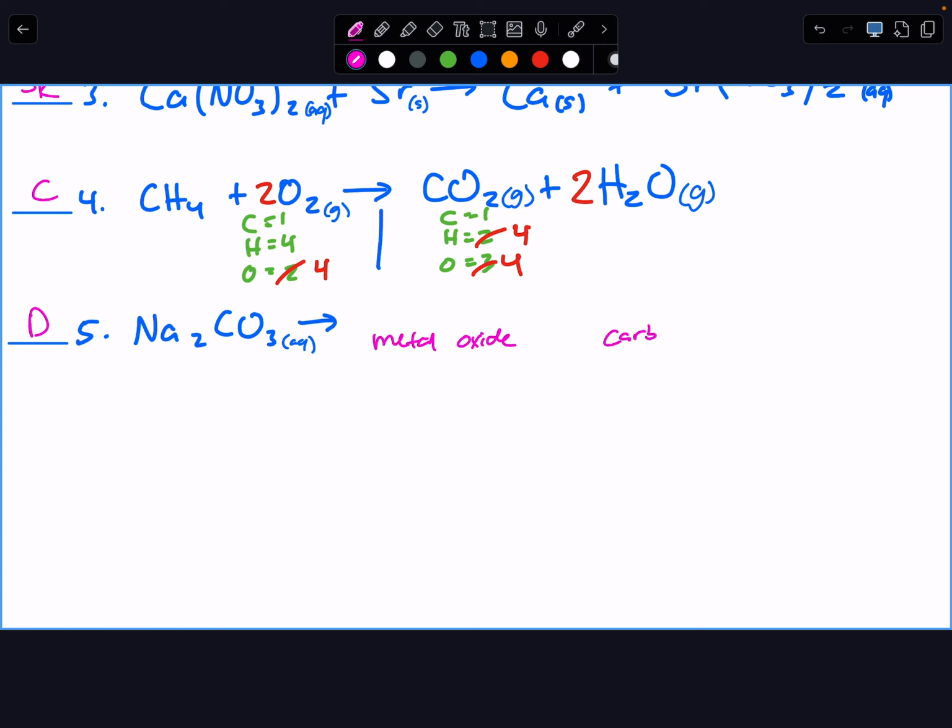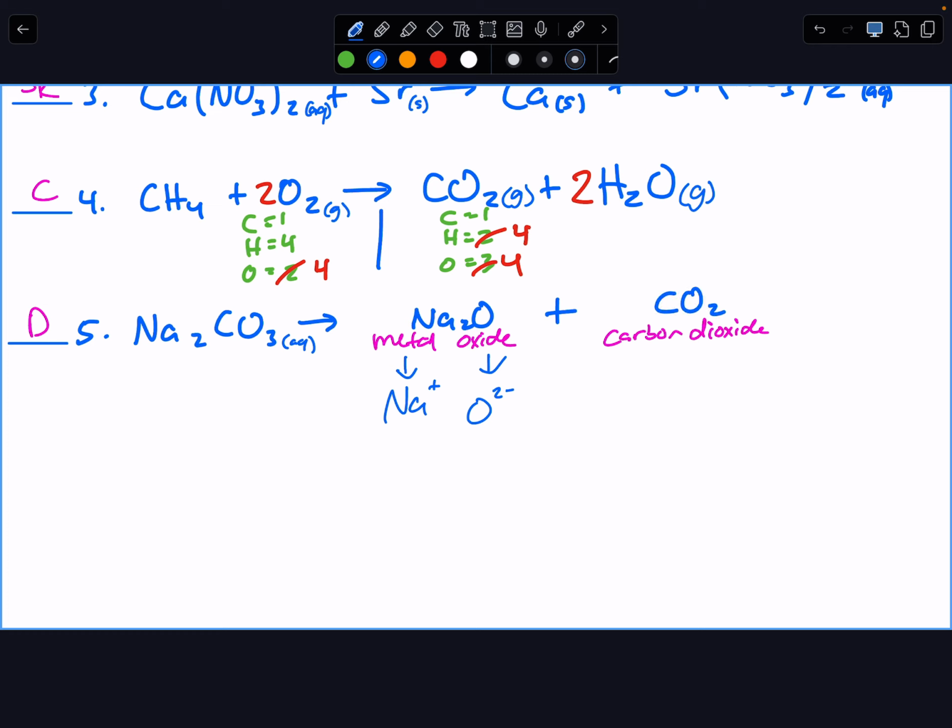How do I write the metal oxide? Metal with oxide, just oxygen. What's my metal here? Na, not Na2, just Na plus. Oxide, O. Charge? The formula is Na2O. Plus, what's carbon dioxide? CO2. There you go.